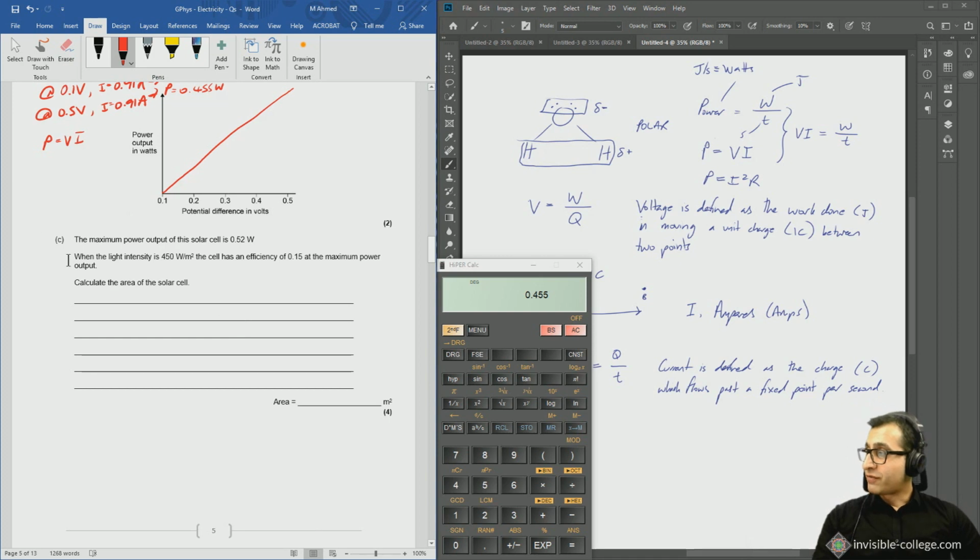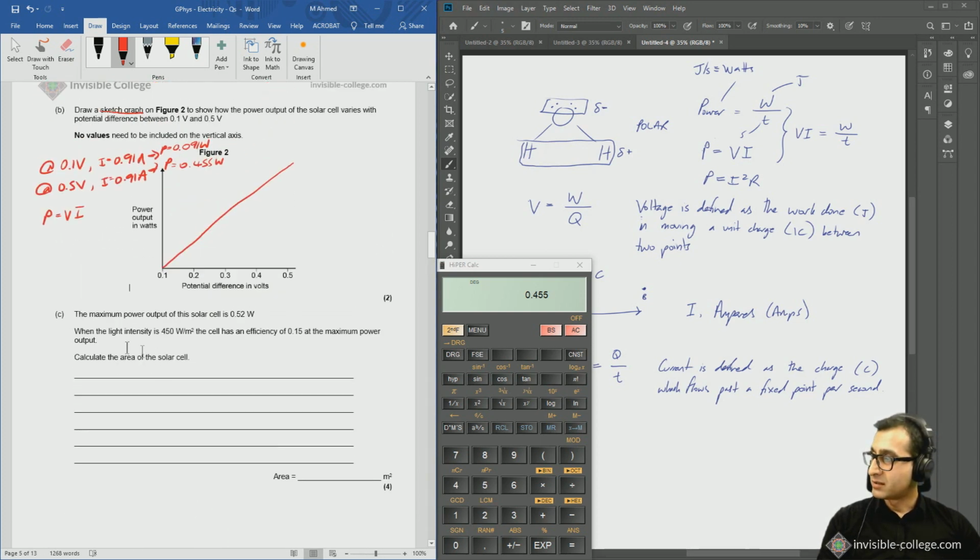Okay, so let's just finish off this last part C before we go into the Q&A section here. I know we're going slightly over the half hour, but it seems like we're almost finished. The maximum power output of this solar cell is 0.52 watts when the light intensity is 450 watts per meter squared. The cell has an efficiency of 0.15 at the maximum power output. Calculate the area of the solar cell.